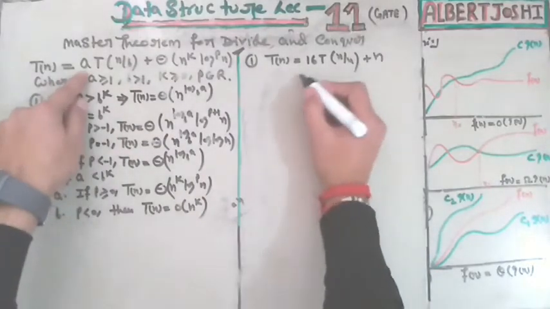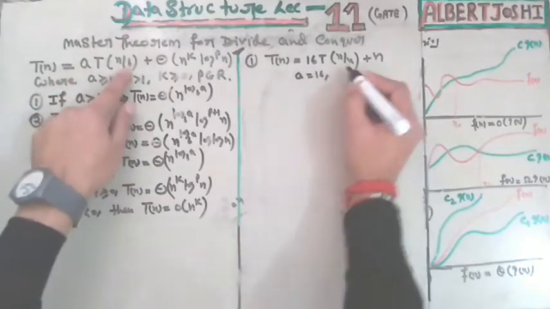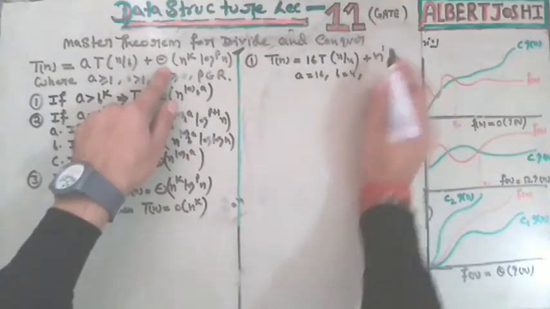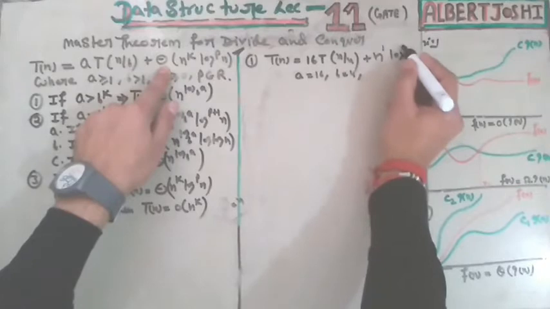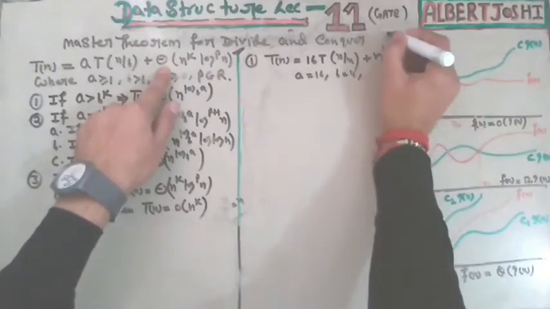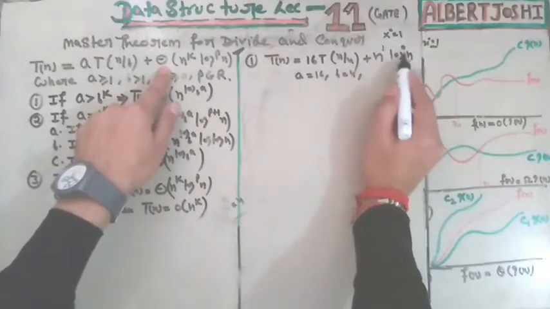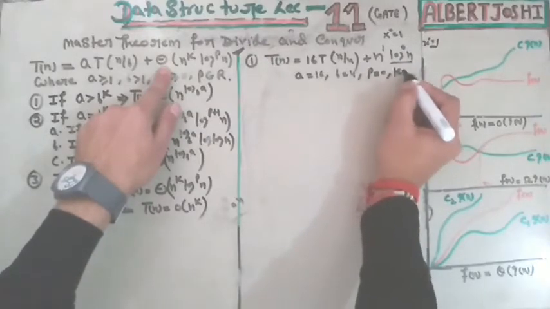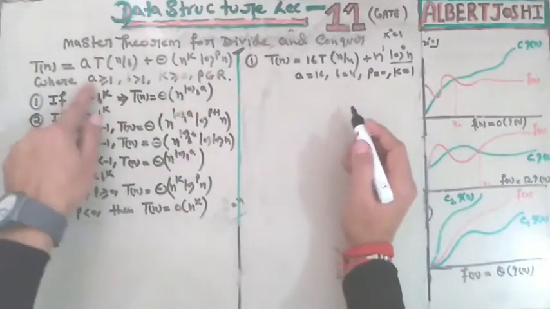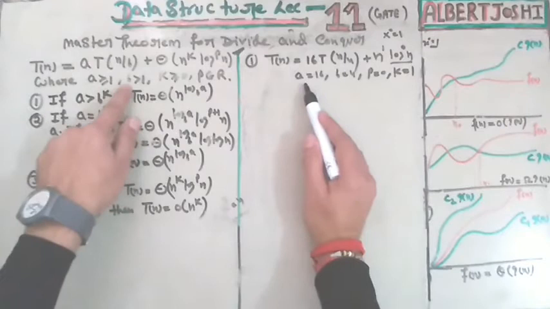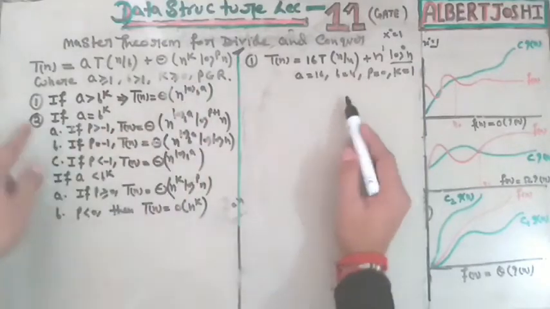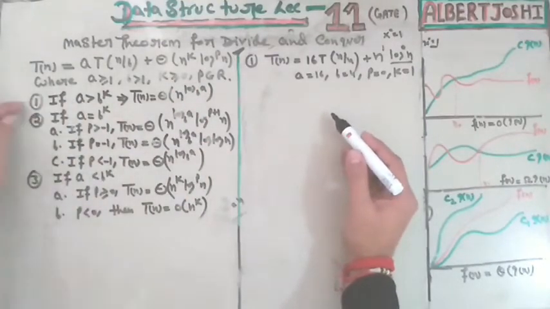According to this, a is equal to 16 and b is equal to 4, and there is no log term, so we can write log^0 n, because x to the power 0 is equal to 1. This means p is equal to 0 and k is equal to 1. Now we check the conditions: a is greater than or equal to 1, yes. b is greater than 1, yes. k is greater than or equal to 0, yes. And p belongs to R, yes.